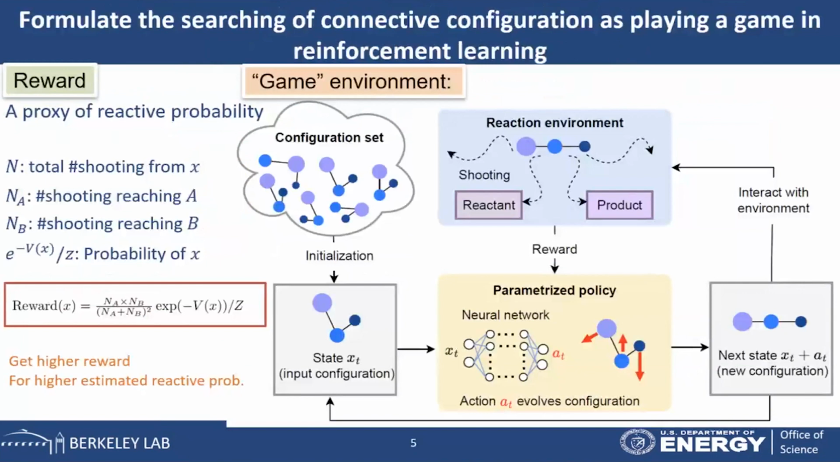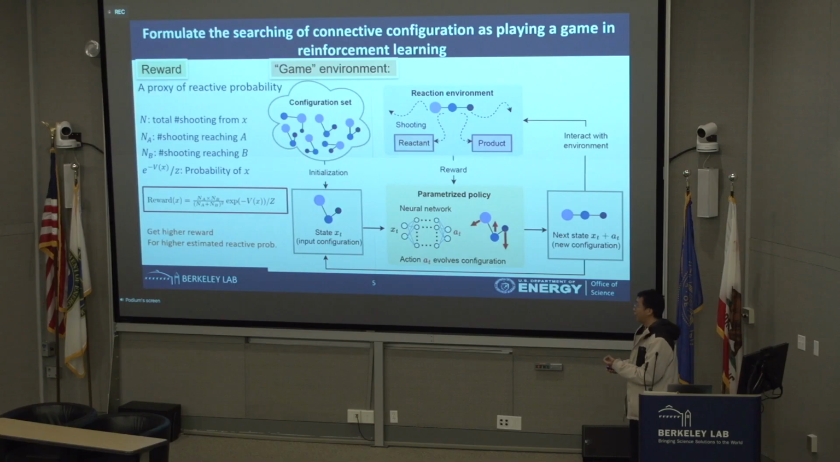Okay, one may wonder how reinforcement learning can be applied to our problem of discovering the reaction channels. Our objective is to find the kinetic configuration with high reactive probability. However, the reactive probability is not directly accessible, but we can still estimate it through shooting.